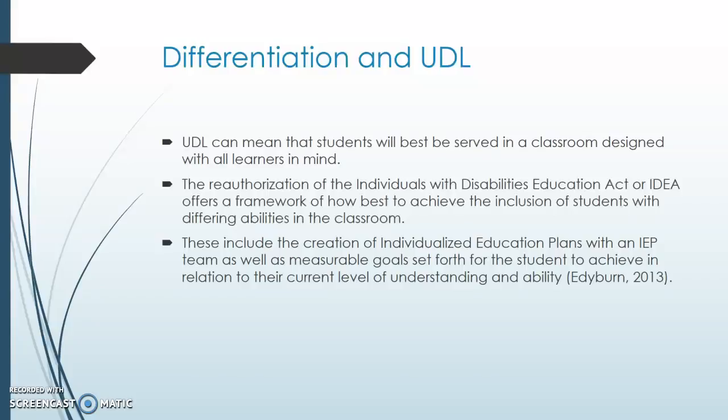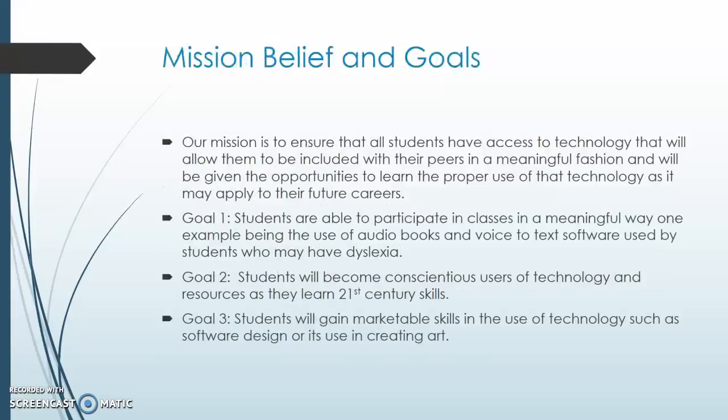This is geared specifically towards those with disabilities. These include the creation of individualized education plans, or an IEP, with an IEP team, as well as measurable goals set forth for the student to achieve in relation to their current level of understanding and ability. These are designed to measure where they hope the student will be at the end of the year, and to see where the student may need adaptations in the classroom, and to help teachers find ways to adapt their classroom for these students.